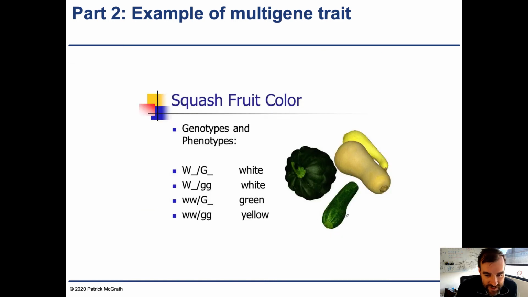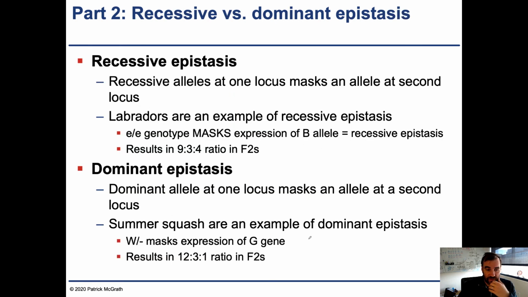Another example is squash fruit color. And so these are the 4 classes again. But you'll notice that 2 of these classes produce the same color, white. And so again, this is an example of epistasis because we only have 3 traits instead of the expected 4. And this is 9 to 3 to 3 to 1. And so the ratio becomes 12 to 3 to 1 in that F2 generation.